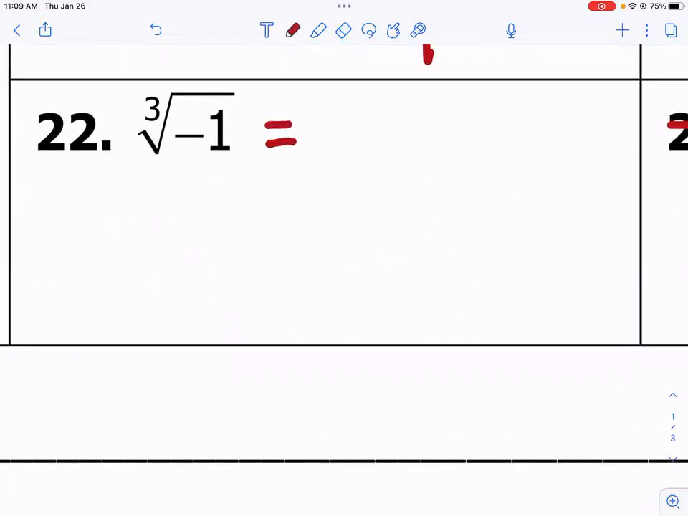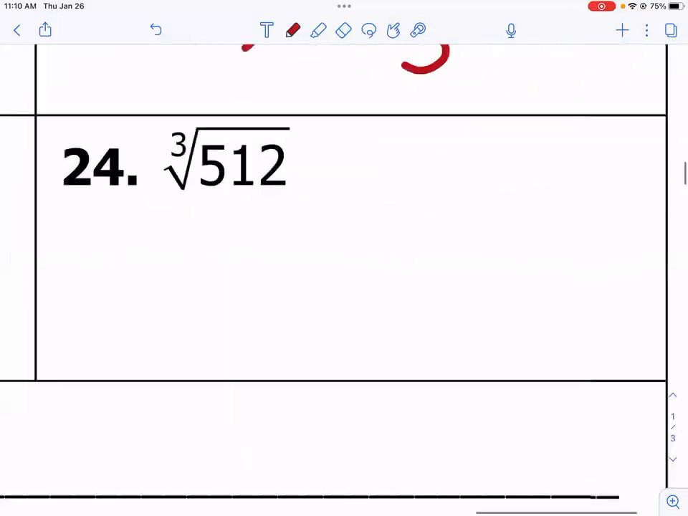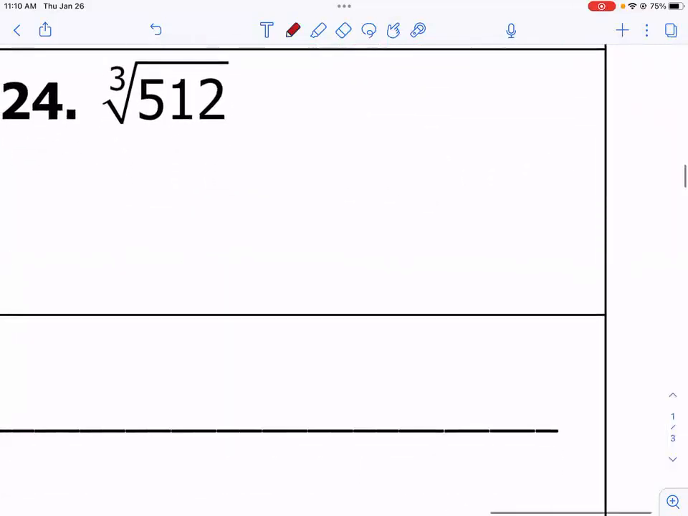Jada, what is the cube root of negative 1? Isn't it negative 1? Jada? Okay, Ryan, this is becoming a problem. I need you to listen so that when I say, hey, Jada, you can let Jada answer. Is Ryan correct? Is it negative 1? Corin, what's the cube root of 512?